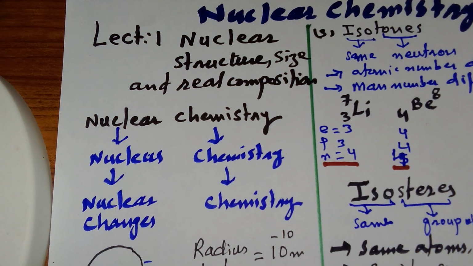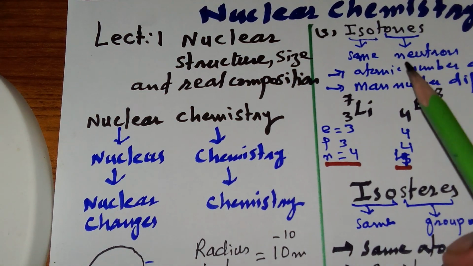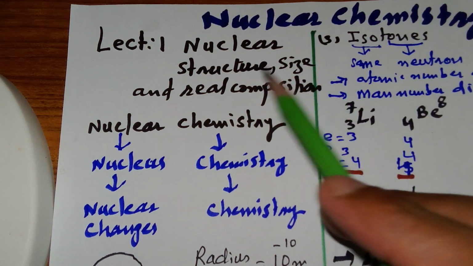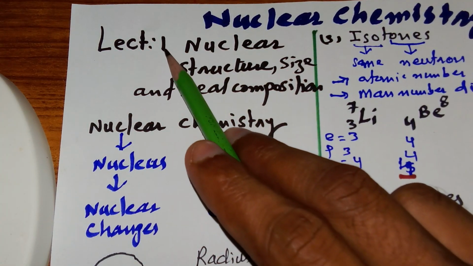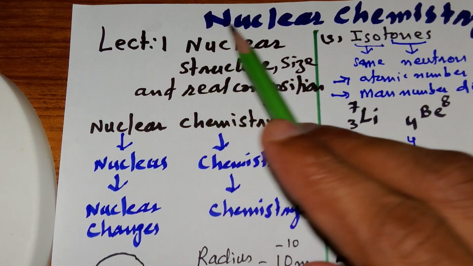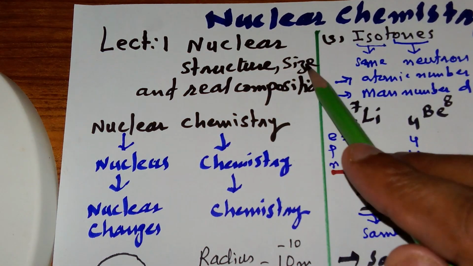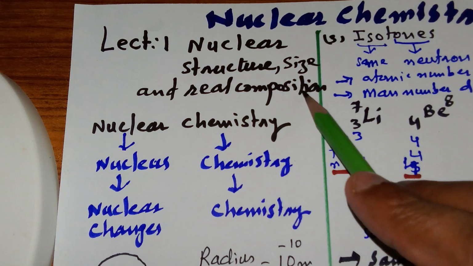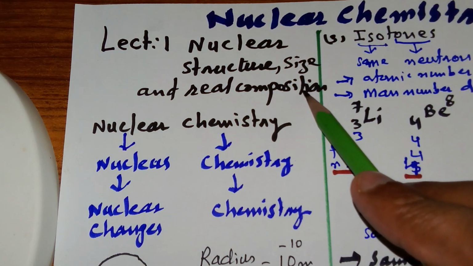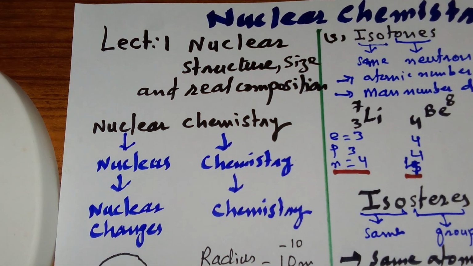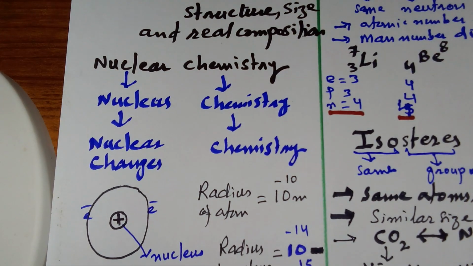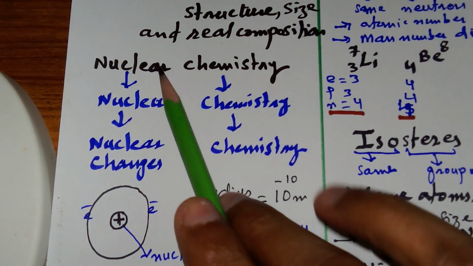Okay, so what is nuclear chemistry? The first lecture of nuclear chemistry is about the nuclear structure. We will discuss the nuclear structure, the size, and the real composition of the nucleus of an atom. So first, let's discuss nuclear chemistry.